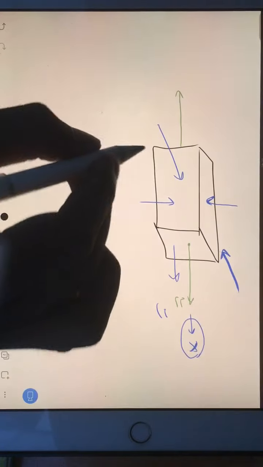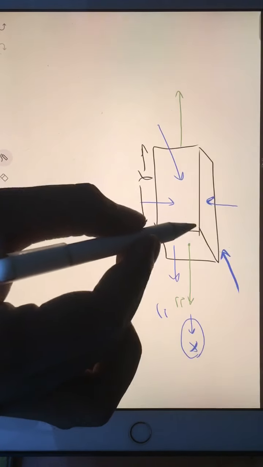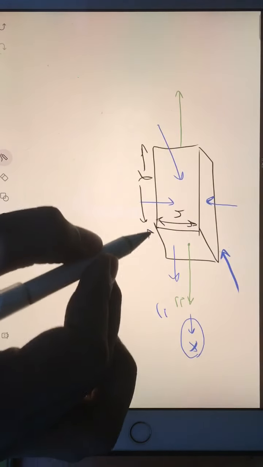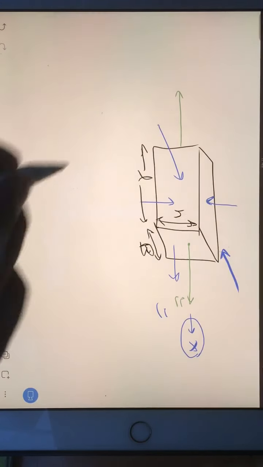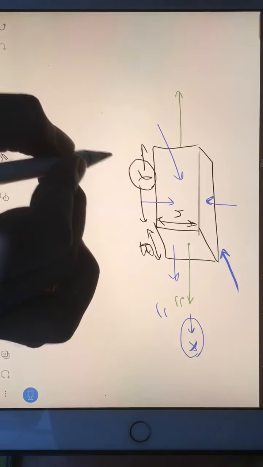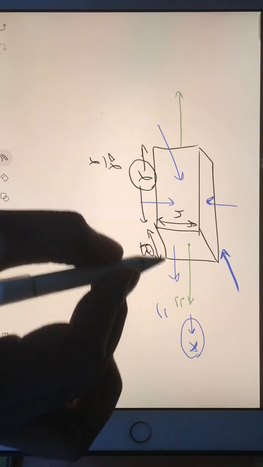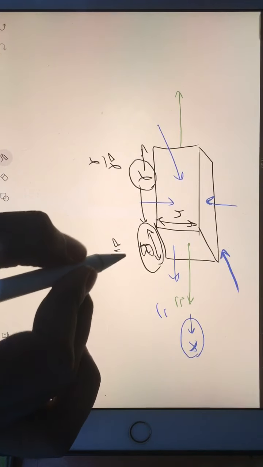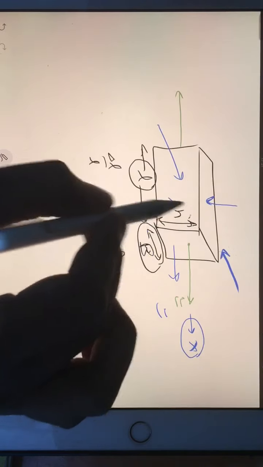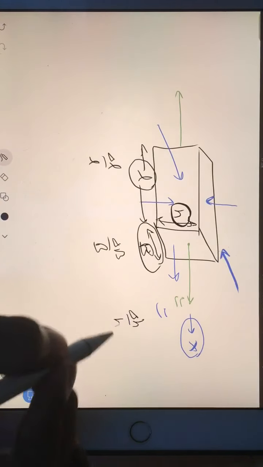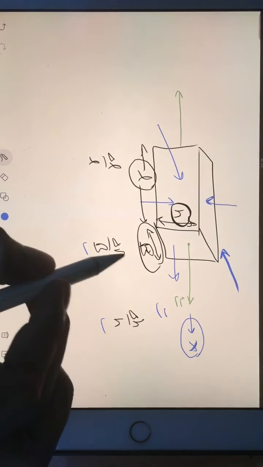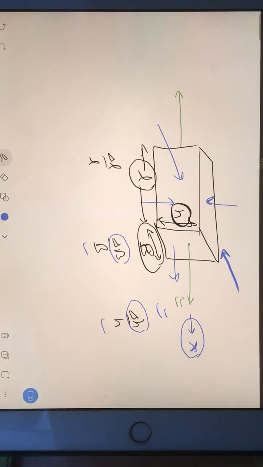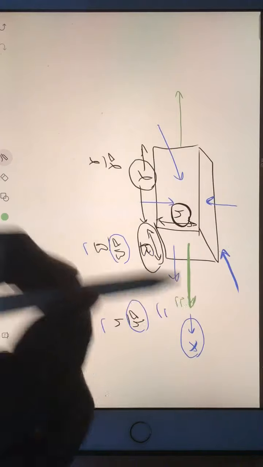If you say this is your length, this is your height and this is your width, b. Then strain in this direction will be del L by L, strain in this direction will be del B by B, strain in height direction will be del H by H. But these two strains will be negative, because the dimension is decreasing. Why is the dimension decreasing? Because of the load.